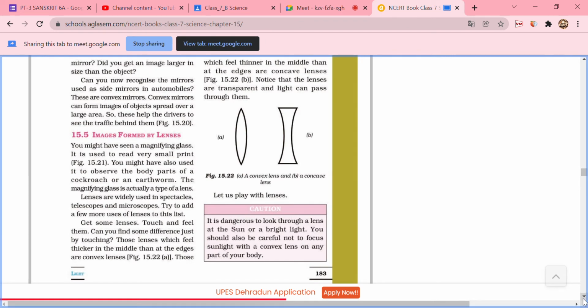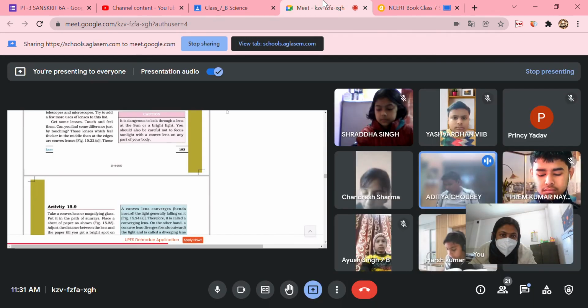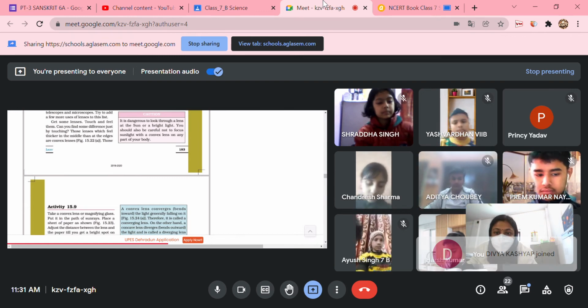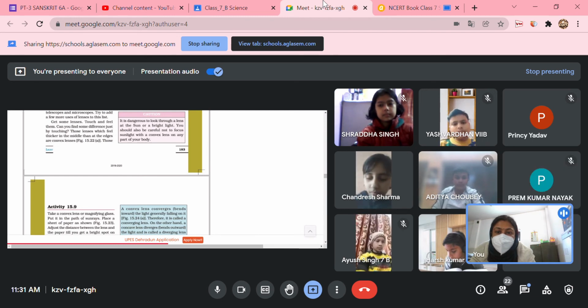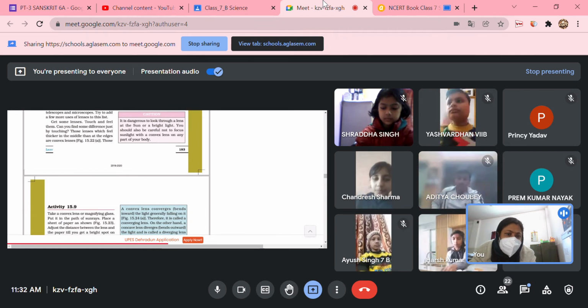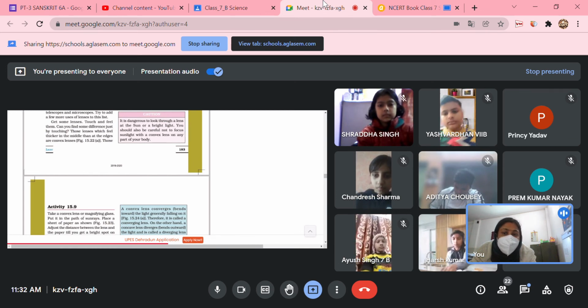Okay, ma'am. Caution. It is dangerous to look through a lens at the sun or a bright light. You should also be careful not to focus sunlight with a convex lens on any part of your body. So it's very important, put an important over here. You should not look through the lenses at any bright light, not only sunlight, any kind of bright light, laser light. You should be careful not to focus sunlight with a convex lens on any part of our body.